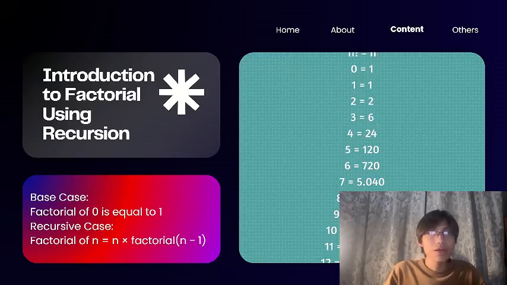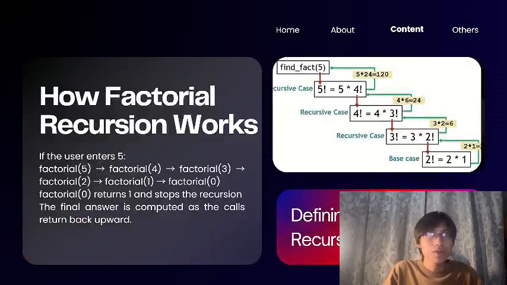So if the user enters 5 into the function, it will work like this. Factorial of 5 equals 5 times factorial of 4. Factorial of 4 equals 4 times factorial of 3. Factorial of 3 equals 3 times factorial of 2. Factorial of 2 equals 2 times factorial of 1. And factorial of 1 equals 1 times factorial of 0. Factorial of 0 returns 1 and stops the recursion. Then the values are returned back upwards and multiplied until the final answer is produced.